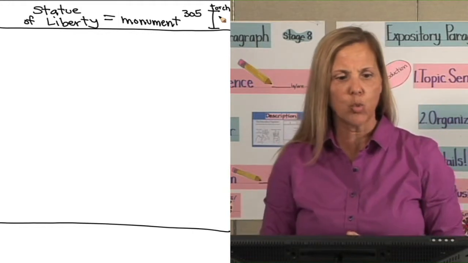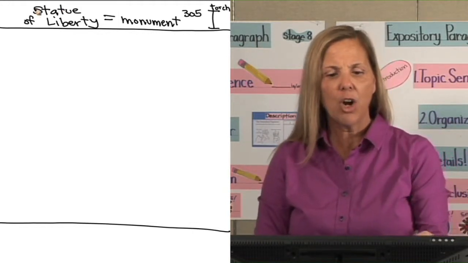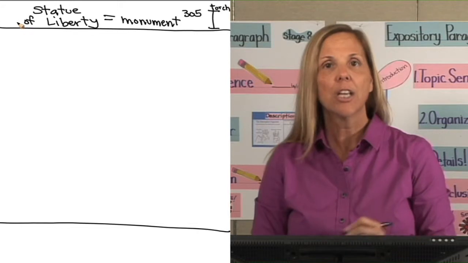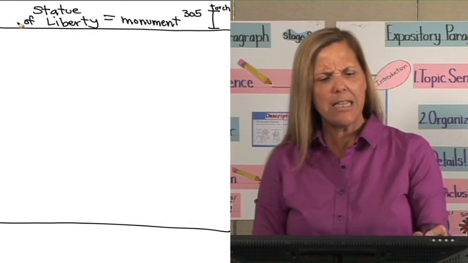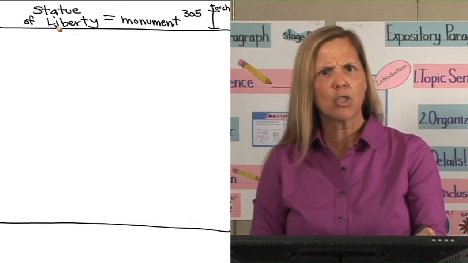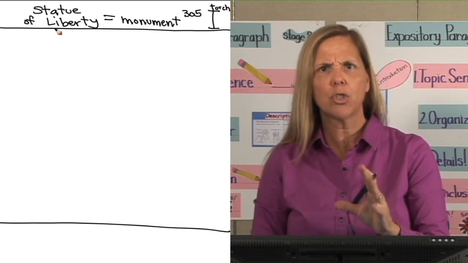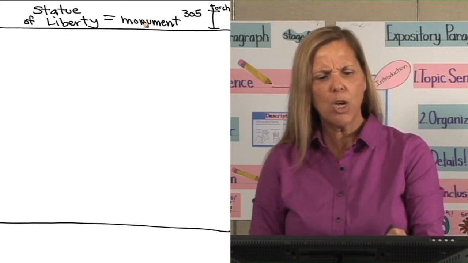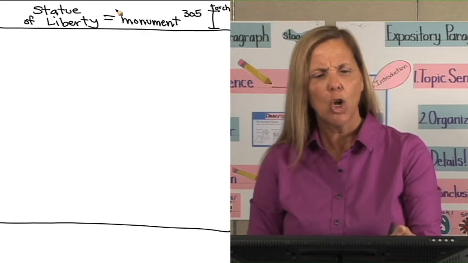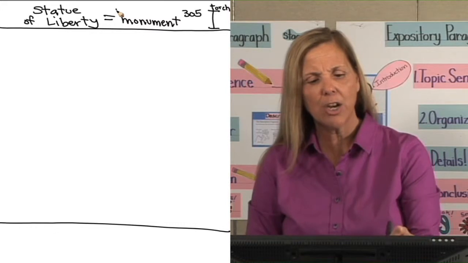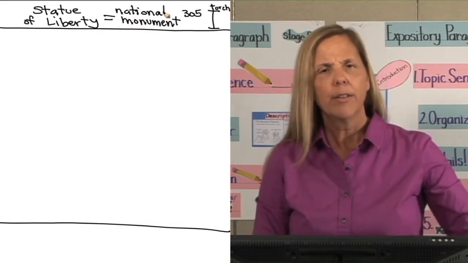Wow, that sounds great. We now have our topic sentence. Is there anything in this topic sentence that needs to be described? Statue of Liberty. I think we'll just stick with Statue of Liberty. But I do notice over here the word monument. What kind of monument are we talking about? National. Excellent.